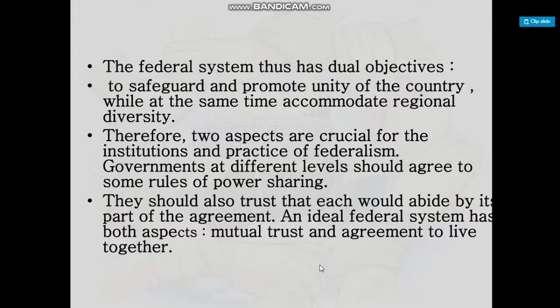The federal system generally has a dual objective. Number one, to safeguard and promote the unity of the country, while at the same time accommodating regional diversity. Therefore, two aspects are crucial for the institutions and practice of federalism. Governments at different levels should agree to some rules of power sharing. They should also trust that each would abide by its part of the agreement. An ideal federal system has both aspects, mutual trust and agreement to live together.